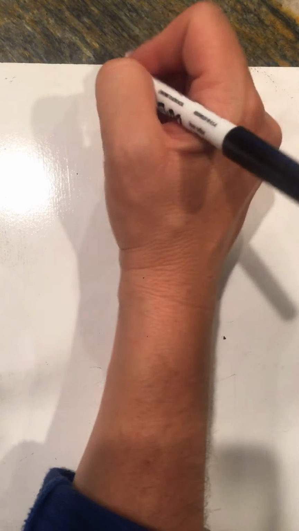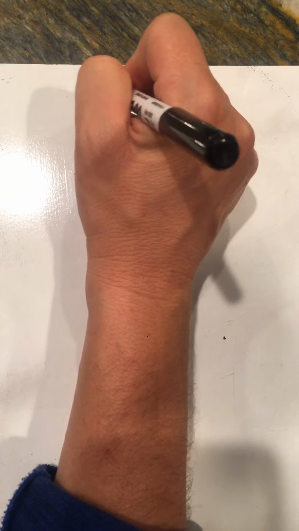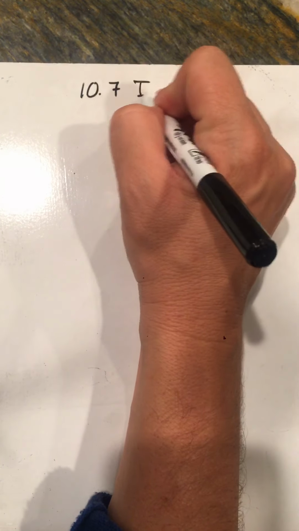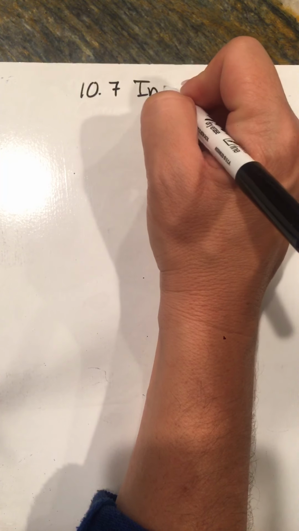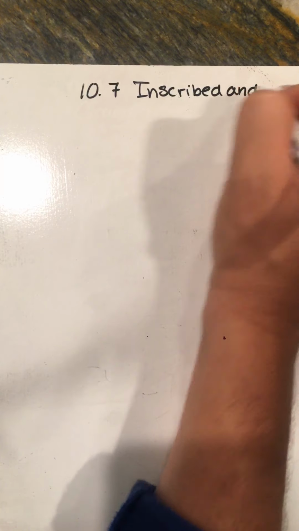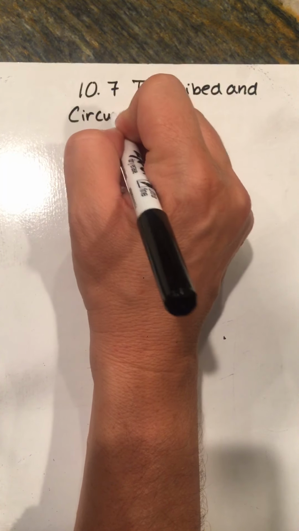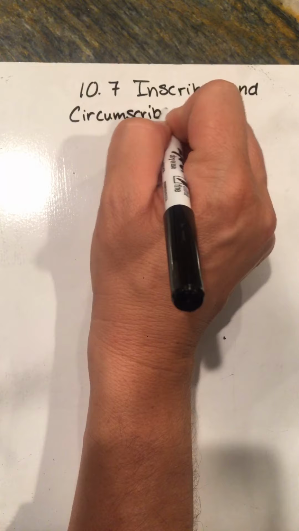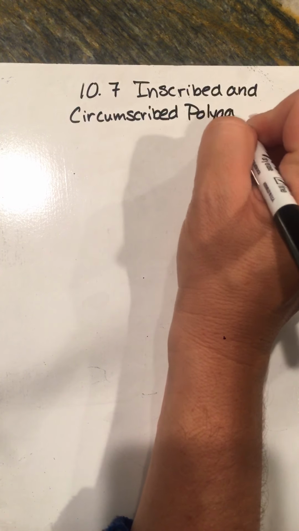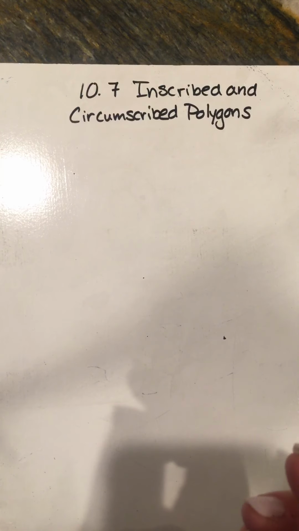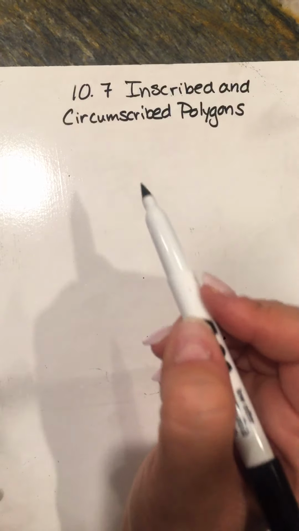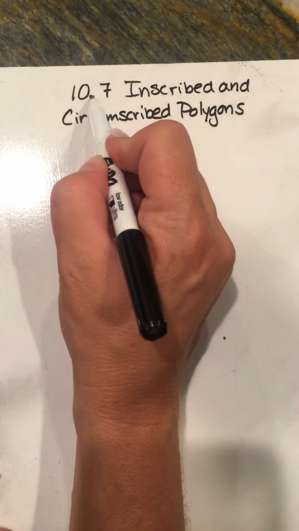So section 10.7 today, and then we'll also do a little review when we meet in our Zoom session. So this is inscribed and circumscribed polygons. I think we've talked about these words a little bit before, or I might have used them and you went, what the heck is she saying? So we will formalize that today.